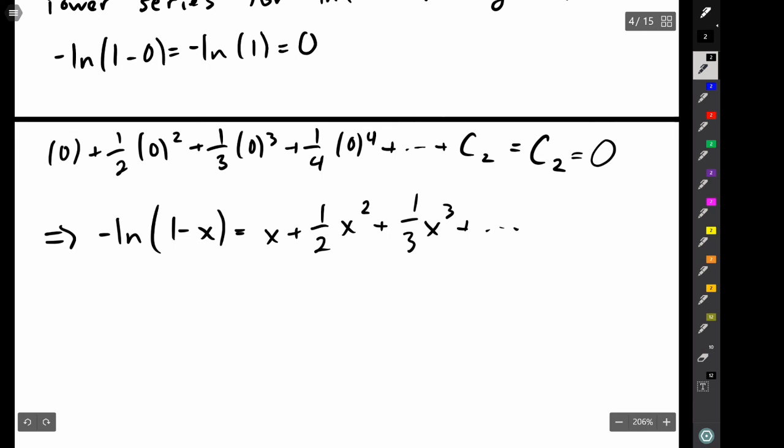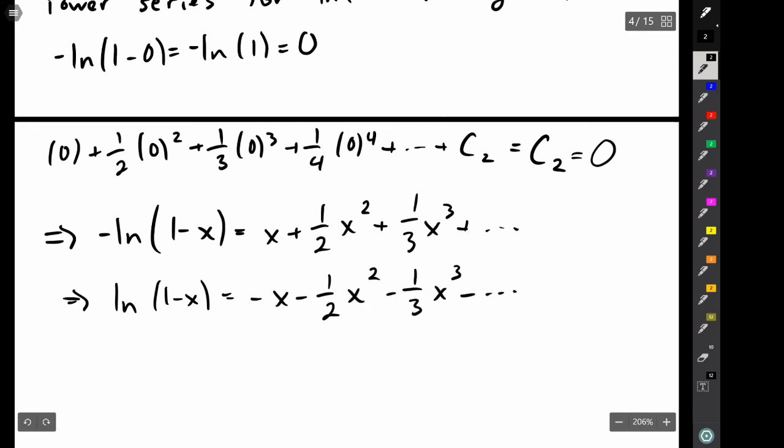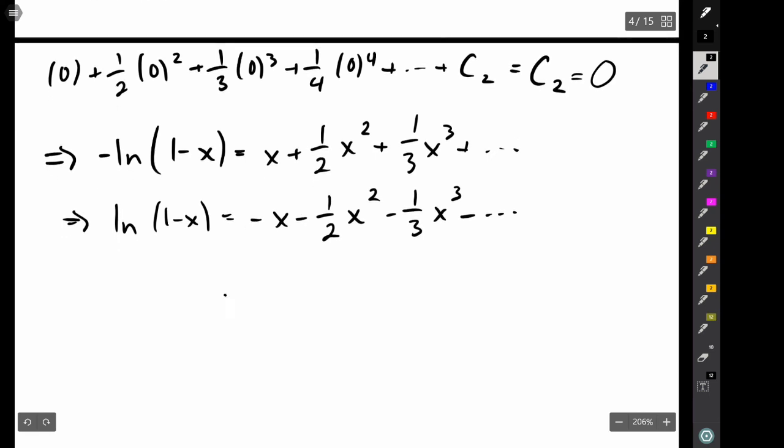Right? And so ln of 1 minus x, just get rid of this negative sign here, it's going to be minus x minus 1/2 x squared minus 1/3 x cubed minus ... And that is the series negative sum from k equals 1 to infinity of x to the k over k. Important to keep that in mind there. Right? This is ln of 1 minus x.